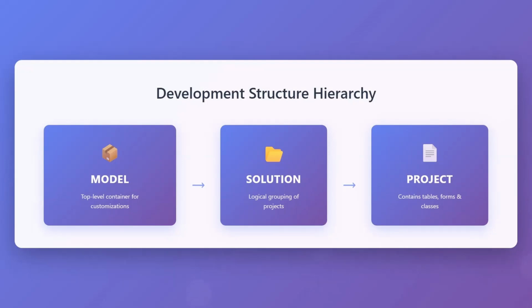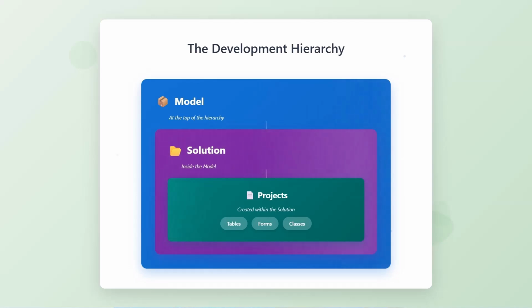Now, just to quickly explain how all these pieces fit together, in Dynamics 365 development, a model is like the top-level container that holds everything related to a specific customization area. Inside that model, you have one or more solutions, which are basically logical groupings of related projects. And within each solution, you'll have individual projects which contain the actual objects, like tables, forms, and classes that you build or extend. So you can think of it kind of like a hierarchy where the model sits at the top. Inside that, we have a solution, and within that solution, we build our projects.